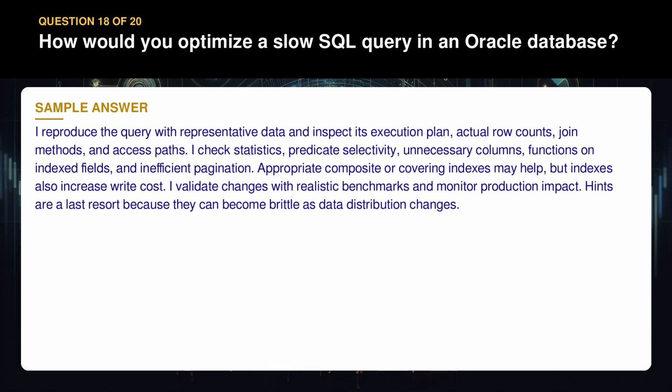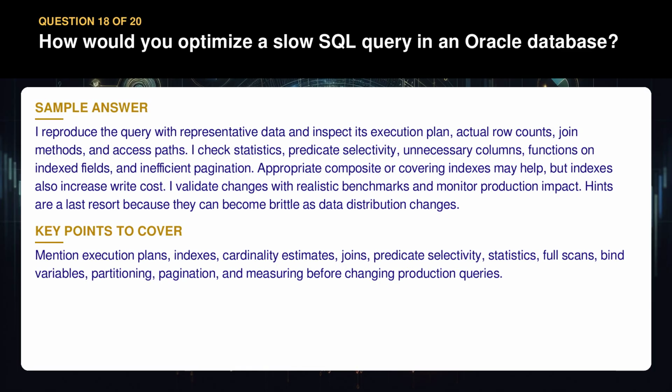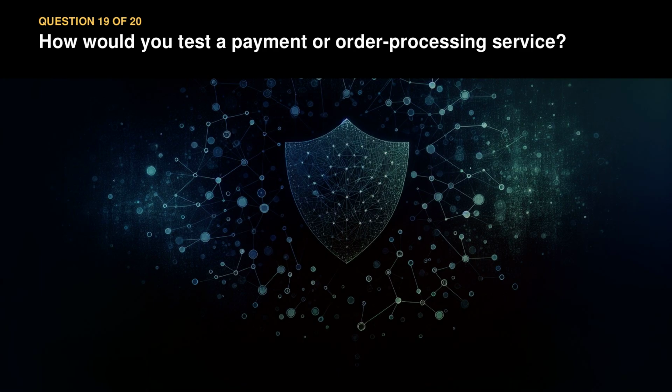Appropriate composite or covering indexes may help, but indexes also increase write cost. I validate changes with realistic benchmarks and monitor production impact. Hints are a last resort because they can become brittle as data distribution changes. Mention execution plans, indexes, cardinality estimates, joins, predicate selectivity, statistics, full scans, bind variables, partitioning, pagination, and measuring before changing production queries.